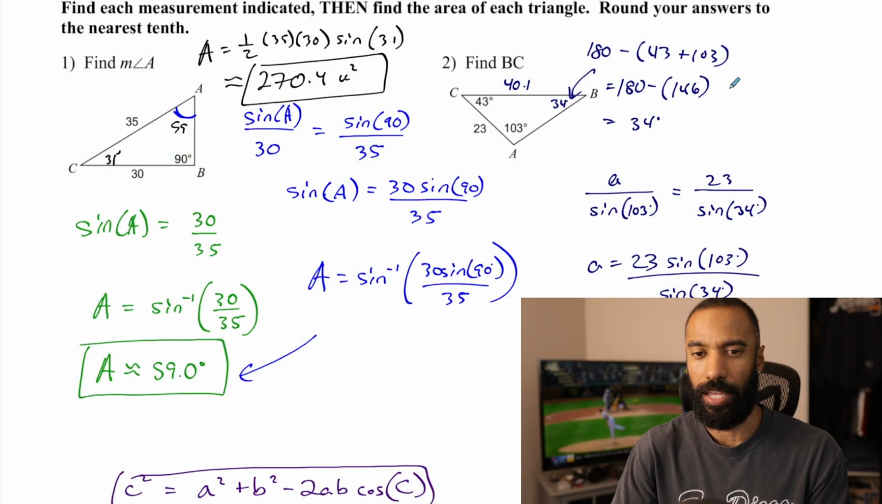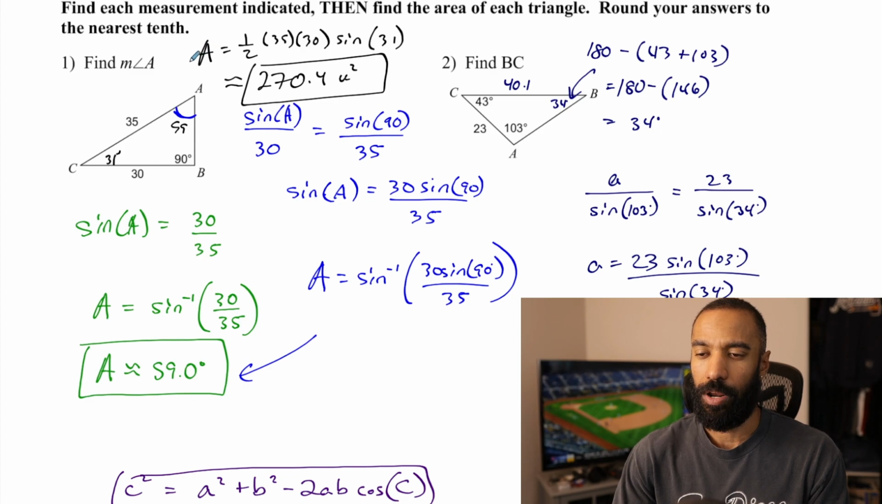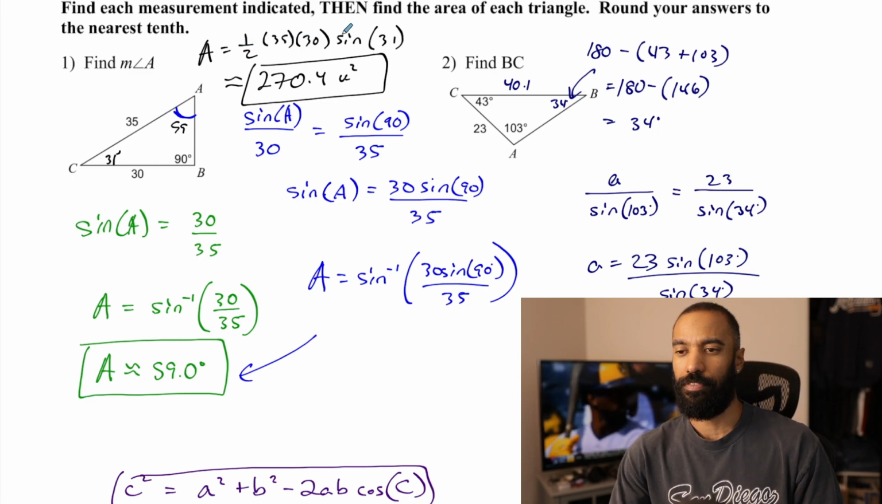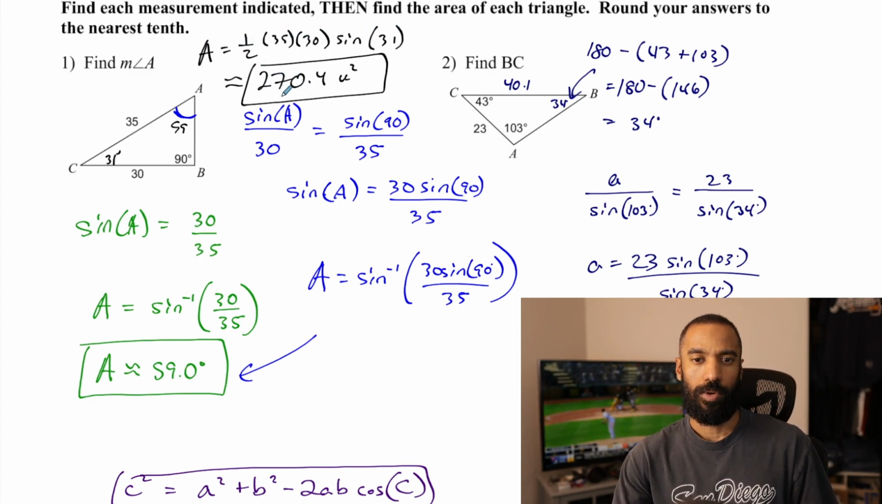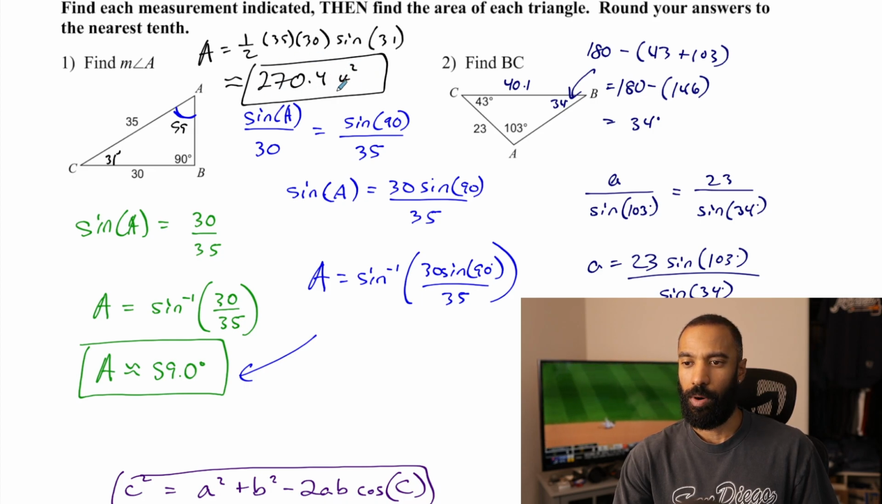All right, that is the area, not angle A. I just said A, and that's the area. Let's find the area of this one right here, where we have this side length and this angle in between. I'd like to work those out, even though we had to approximate this one. I think I stored this value for us before. What I wrote up here was 1/2 times 35 times 30 times sine of 31, which is 270.4 square units.